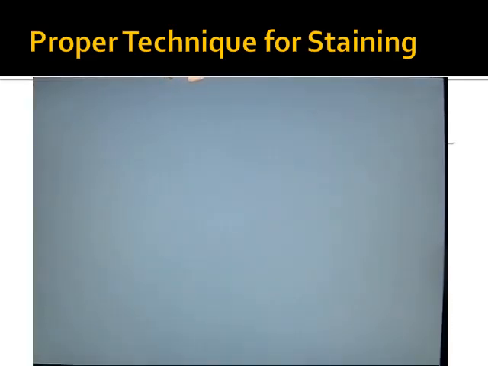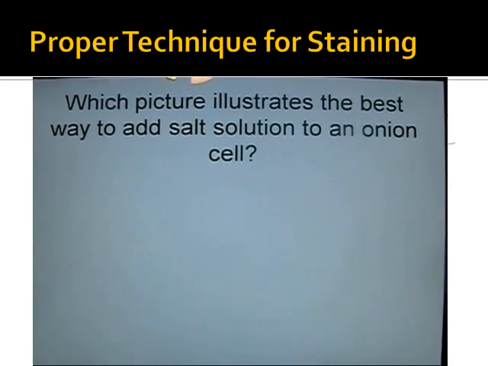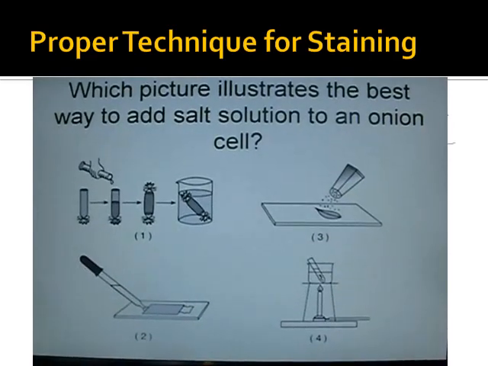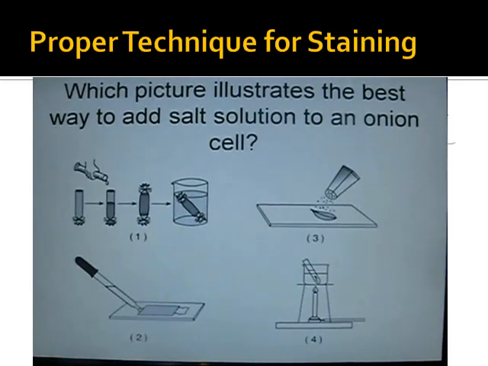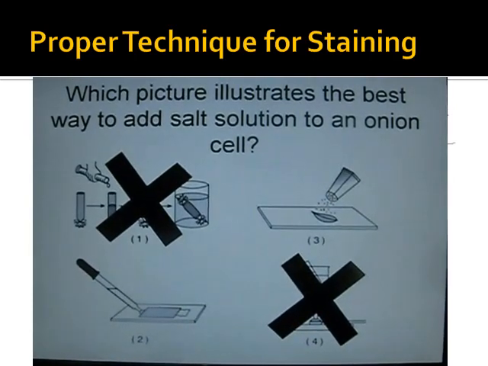Many students have difficulties determining how to add salt water to an onion cell. Which picture illustrates the best way to add salt solution to an onion cell? Pictures 1 and 4 do not have anything to do with this lab. We can eliminate the choices automatically.